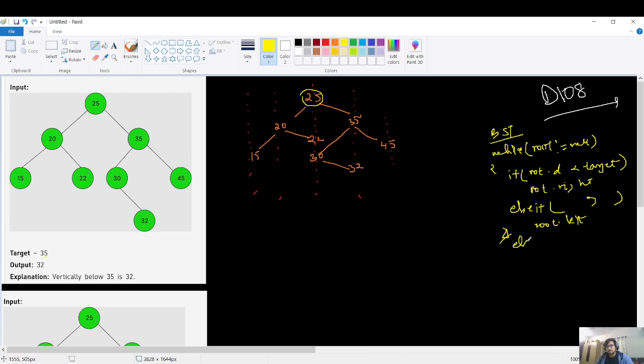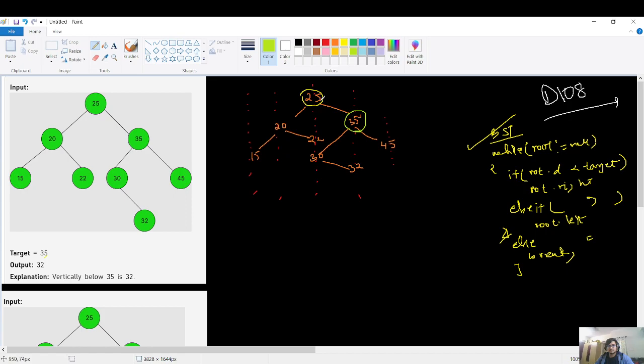And there will be an else case that handles the equality, that root data is equal to the target. In that case, we will just break from there, saying that we got the node. Running this particular pseudo code, we will come to this node here, 35. Okay, so we will be able to reach here.